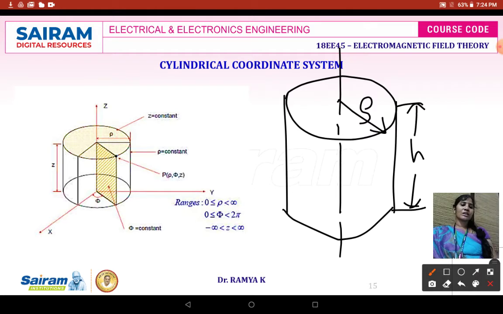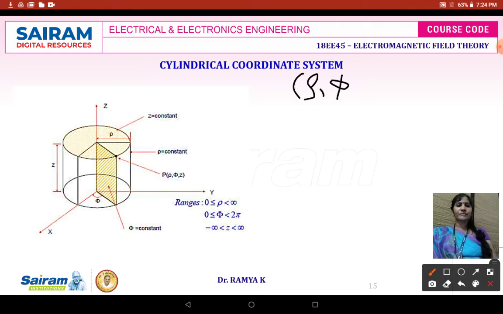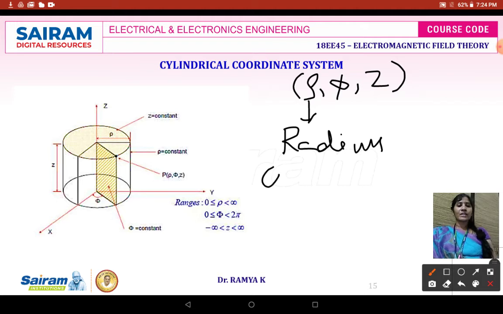Since the cylinder has a circumference, it will be defined with an angle called phi. So here we have three terms. The cylindrical coordinate system will have three terms, that is rho, phi, z. Rho is nothing but the radius of the cylinder. Phi is nothing but the angle made from the x-axis to the point under consideration.